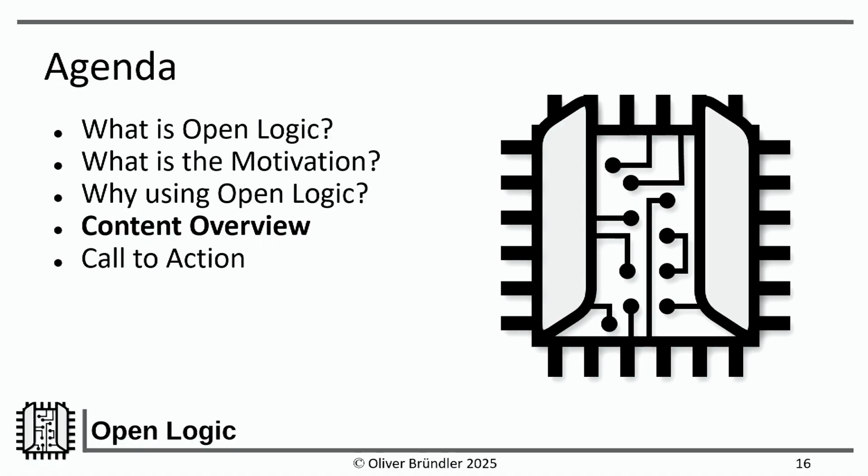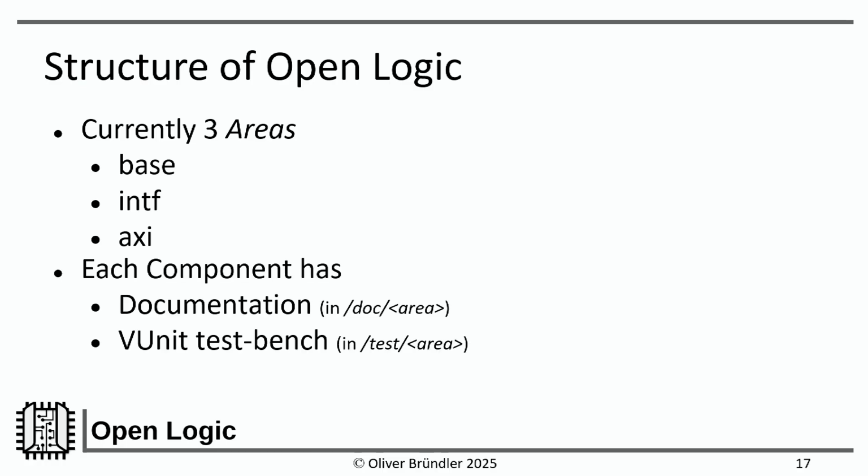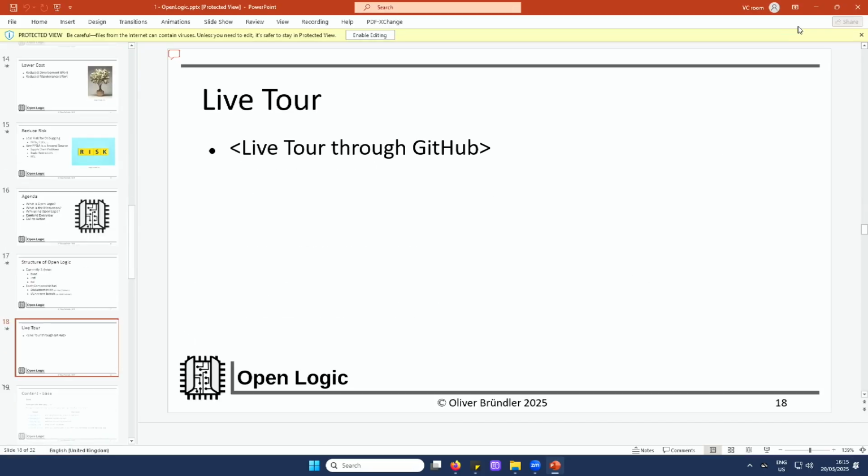Good. So far about what OpenLogic is, the motivation, and why you should use it. We will now look at what's all in there. Before I guide you through the repository, OpenLogic is split into areas, I call them. Base is basic functionality, then we have interfaces, we have one for AXI, one for fixed point will be coming soon, so the number of areas will be growing, but the code is organized in those areas. And each component you find as code comes with documentation and also with a VUnit testbench that does verification. Good. We do a little live tour.